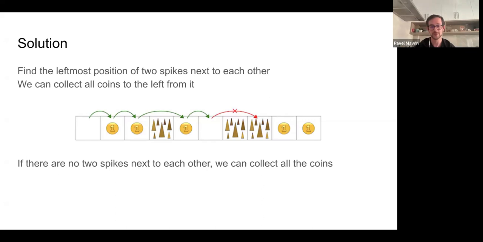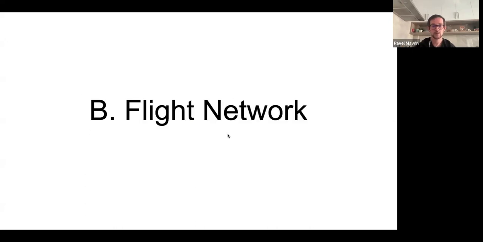And if you don't have 2 spikes in a row, then you can visit all the cells with coins, so you can collect all the coins in the input. So that's the first problem. It was quite easy, just a warm-up problem. I hope everyone solved it. Next one. The next problem was a little bit more difficult.